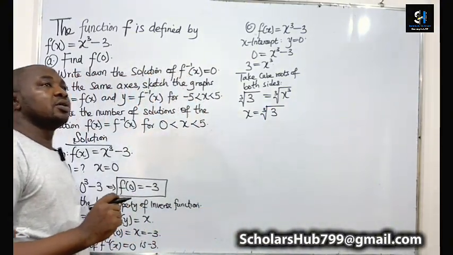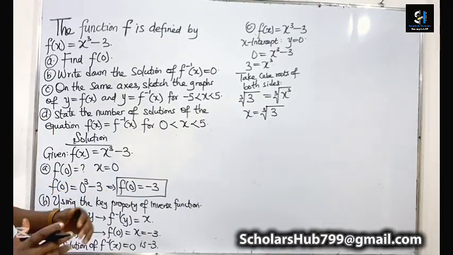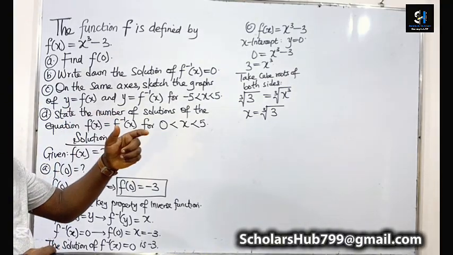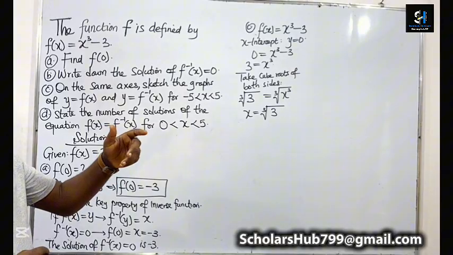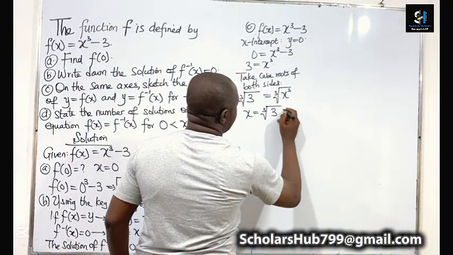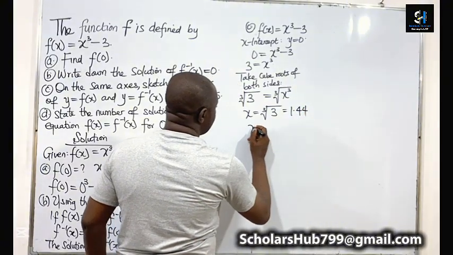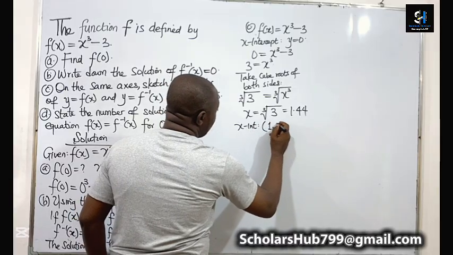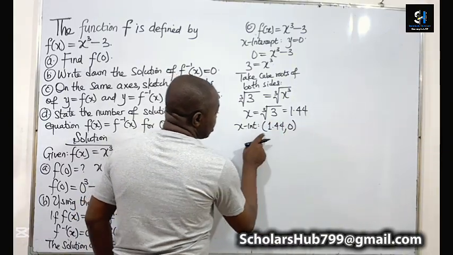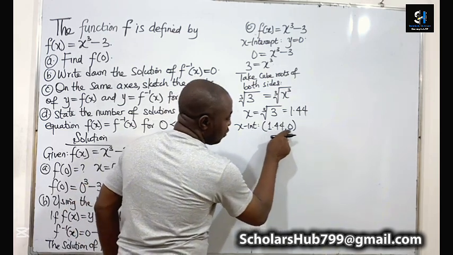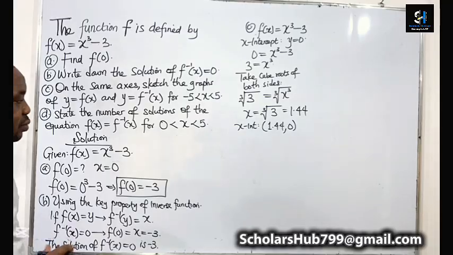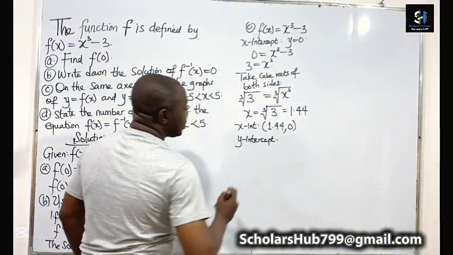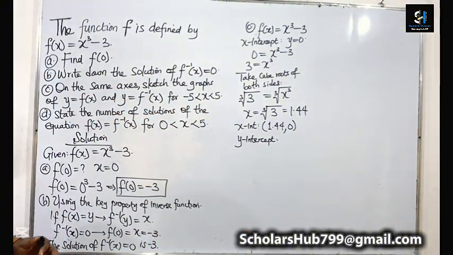Now square root of 3 is 1.732, square root of 2 is 1.414, and cube root of 3 should be 1.44. Yeah, 1.44. So the x-intercept will be 1.44. That is, the coordinate will be x is 1.44 when y is equal to 0. That's it. All right.